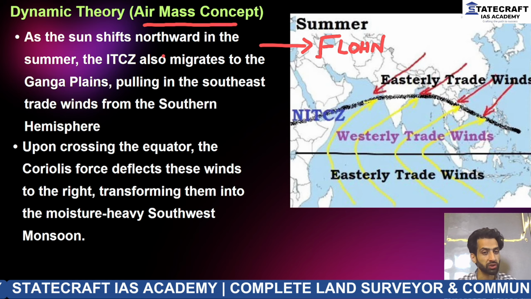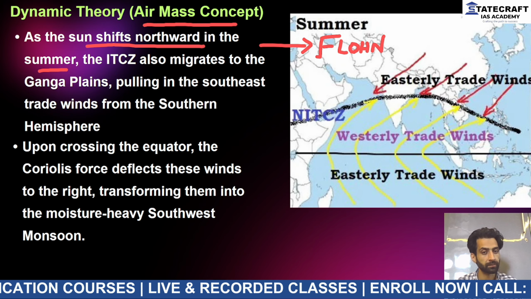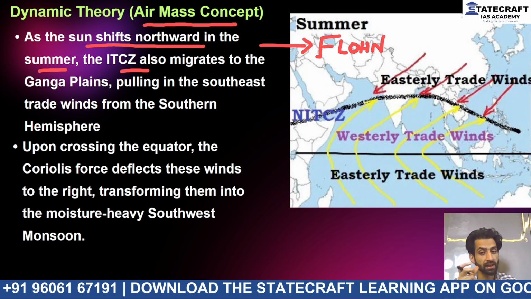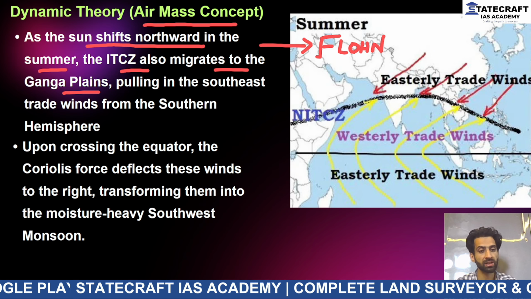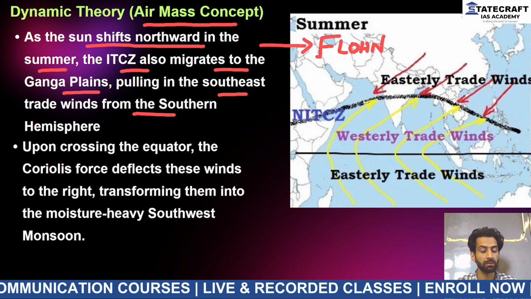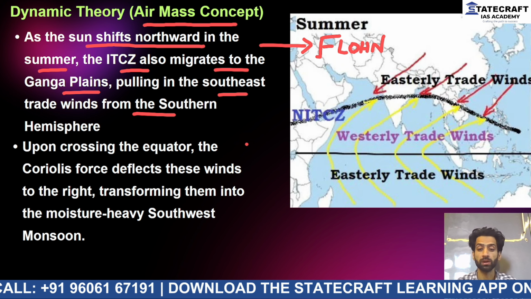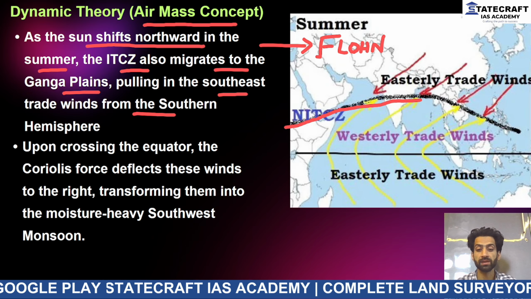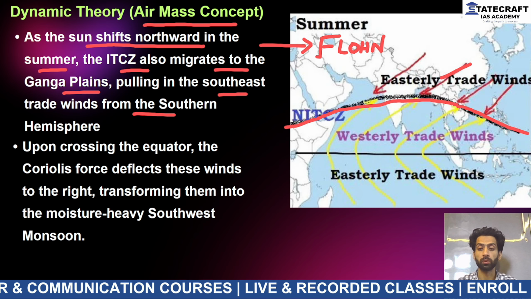That's what he mentioned. As the sun shifts northward in the summer, the ITCZ, or the intertropical convergence zone, where the winds will converge, will also migrate. It also migrates towards the Ganga plains. That pulls the southeast trade winds from the southern hemisphere. That's what I was mentioning to you. So this is the concept of ITCZ, the region where the winds will start to converge from north as well as from south.